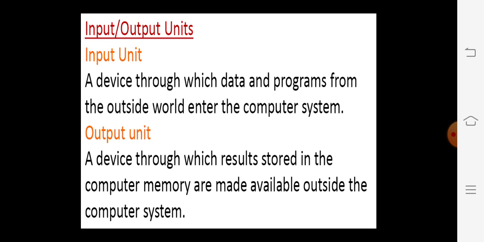Coming to the input and output units. What do you mean by input unit? A device through which data and programs from the outside world enter the computer system. That is, the data which we are giving to a computer via a device. That device is known as input device. And what do you mean by output device? Through which the results stored in the computer memory are made available outside. That is, through which we are monitoring the output of a process. That is called output device.